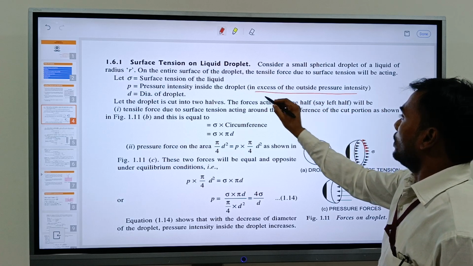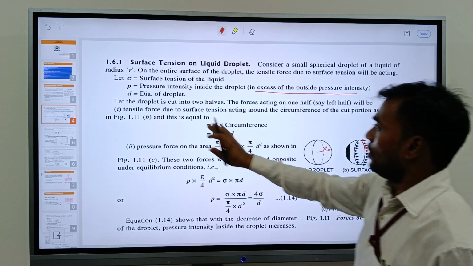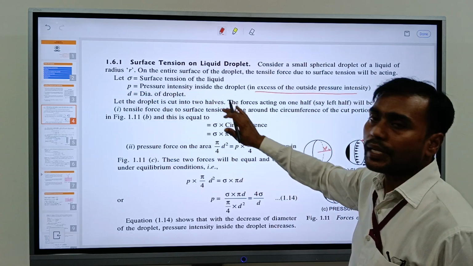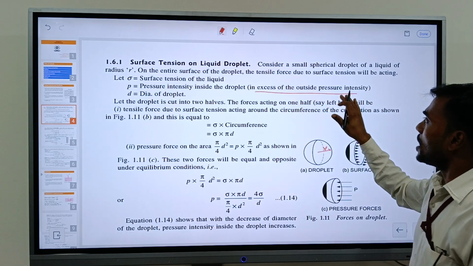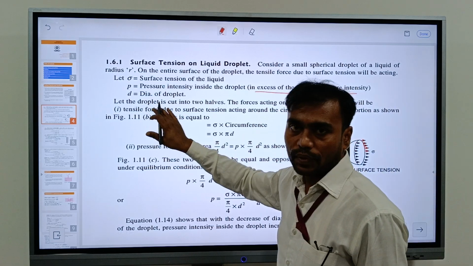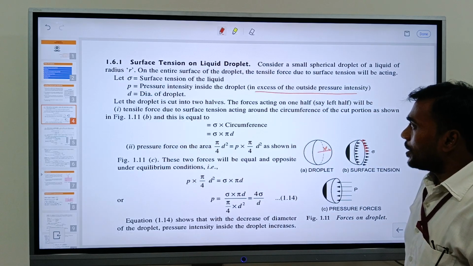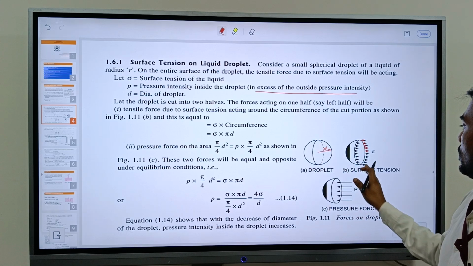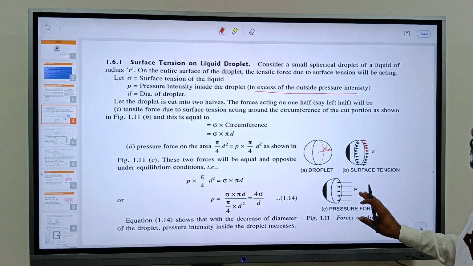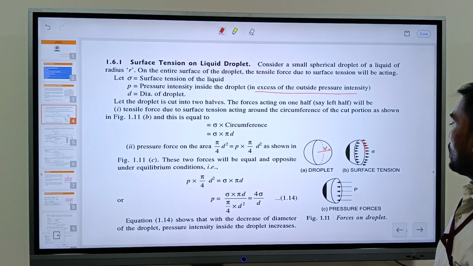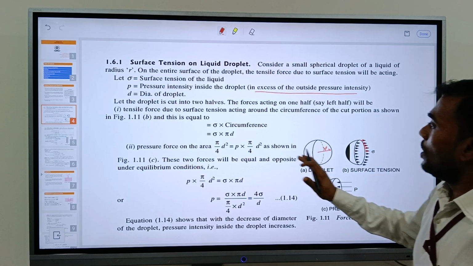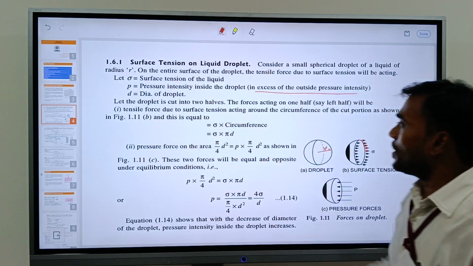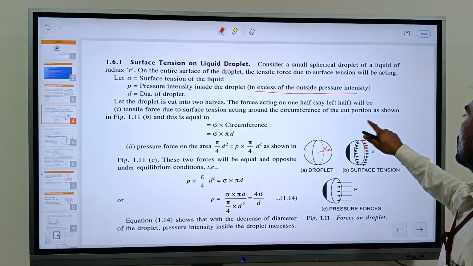These terms are very important because we must always remember that the value of P is the pressure intensity inside the droplet, which is in excess of the outside pressure intensity. And D is the diameter of the droplet. So let us cut this droplet into two parts, as shown in figure B. Now the forces acting on one half, that is the left portion: tensile force due to surface tension acting around the circumference of the cut portion.